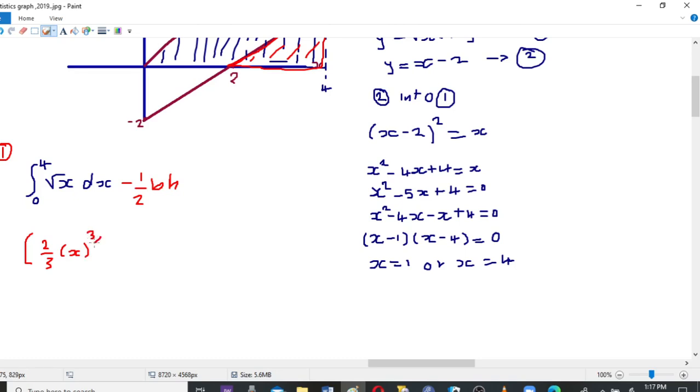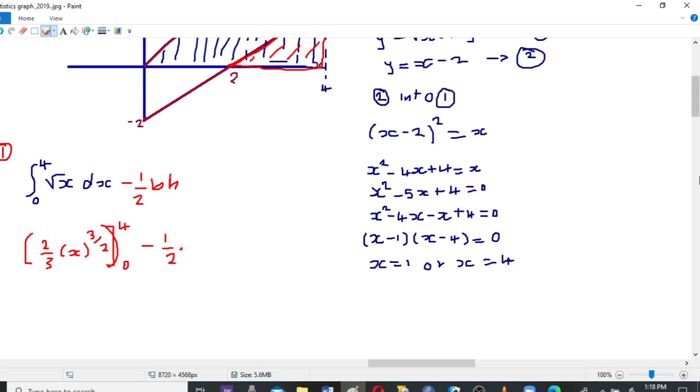This is 3 over 2, right? Now remember your limits are from 0 to 4. So these are your limits, that is from 0 to 4. Now we are subtracting the area of that triangle.